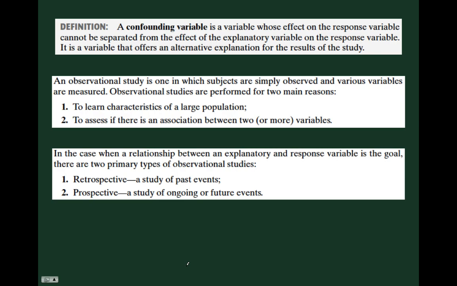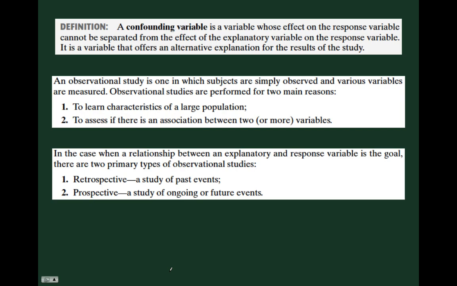An observational study is one in which subjects are simply observed and various variables are measured. Observational studies are performed for 2 main reasons: 1, to learn characteristics of a large population, and 2, to assess if there's an association between 2 or more variables. And notice we use the word association instead of the more specific kind of term: does one variable cause the other variable to change? Again, we're talking about observational studies at the moment.